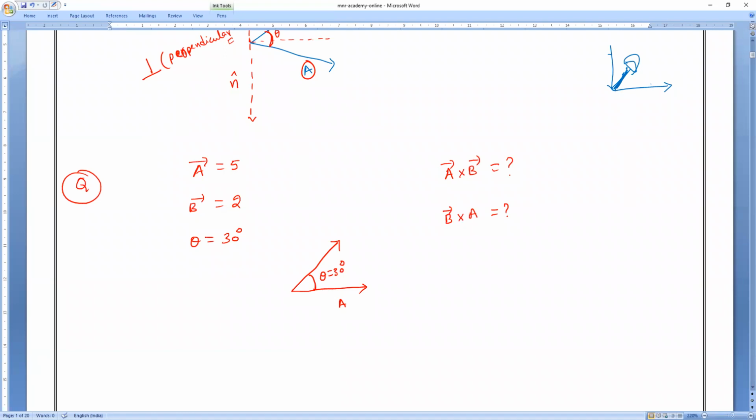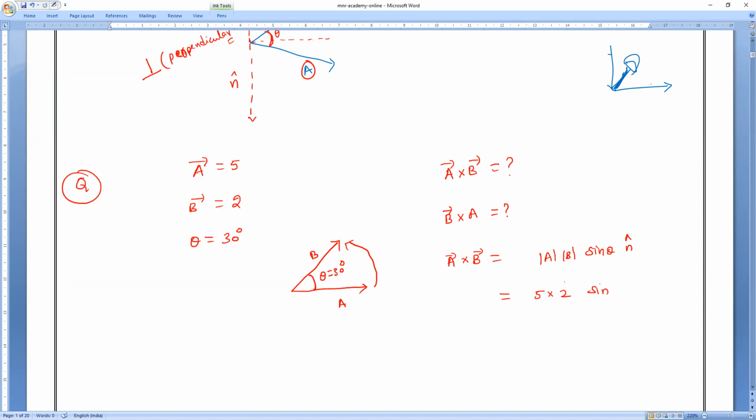First, A cross B. A cross B is equal to the formula: mod A into mod B into sin theta into n cap. N cap means the direction. So mod A is 5, mod B is 2, and sin theta, with the direction from A to B. This is A and this is B.